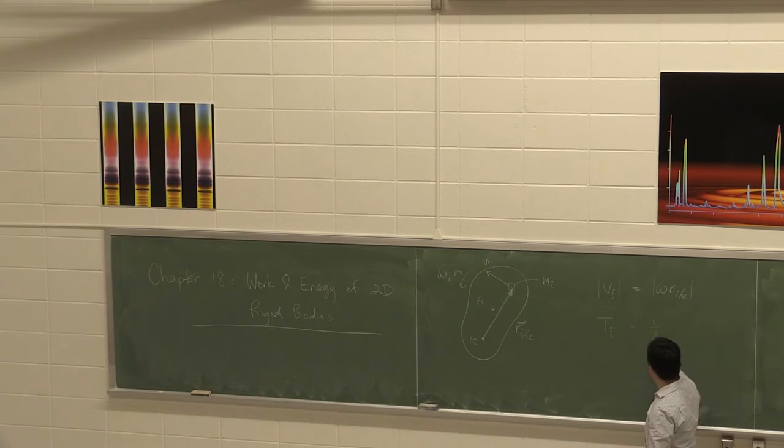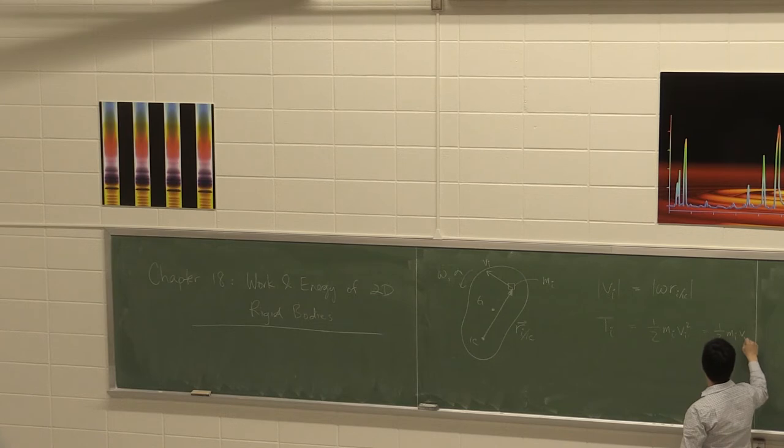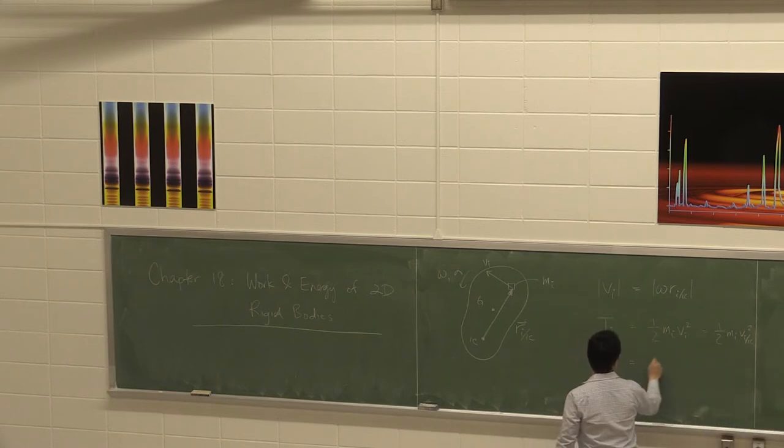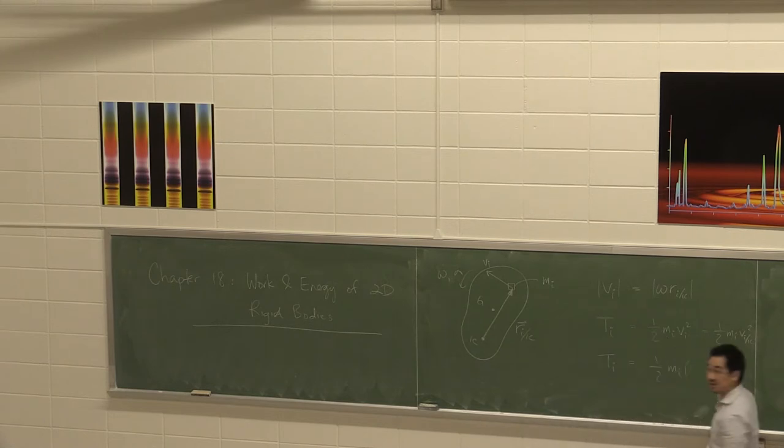Ti is 1/2 mi vi squared. Now the absolute velocity of that particular mass mi is vi, but I could also write it as 1/2 mi times vi with respect to IC. That changed nothing. Then I'm going to substitute my omega r into my equation, as if I said, let's take omega r with respect to IC, and square the whole thing. So now I'm going to sum across all mi's.